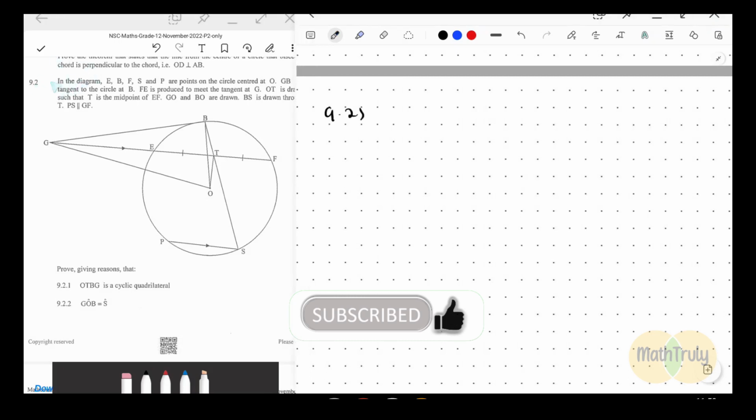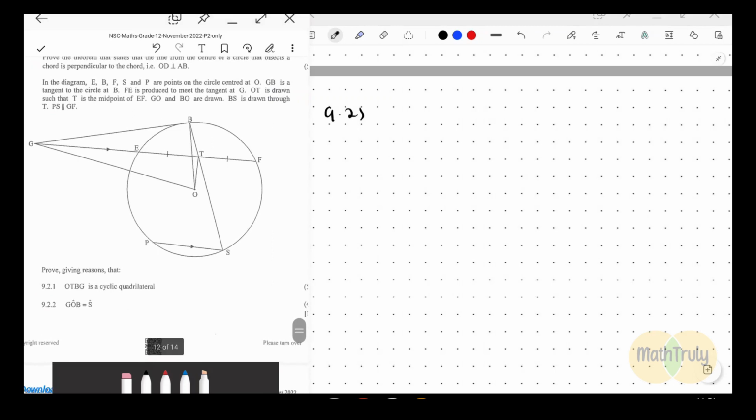The next question says, in the diagram, E, B, F, S, and P are points on the circle centered at O. GB is a tangent to the circle at B. FE is produced to meet the tangent at G. OT is drawn such that T is the midpoint of EF. Okay, so this is the midpoint of EF. And then they also tell us that GO and BO are drawn, BS is drawn through T, and lastly PS is parallel to GF. Okay, so that's another important point.